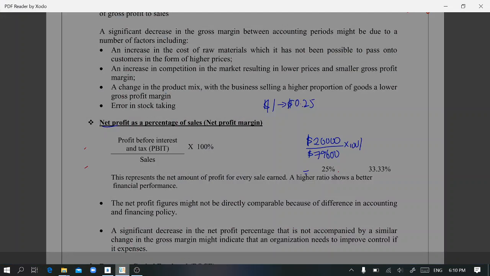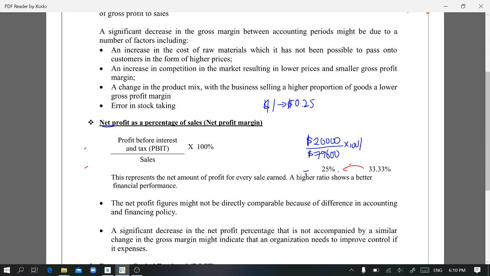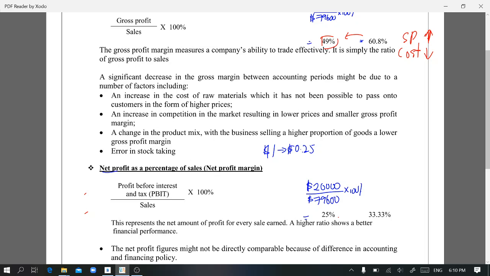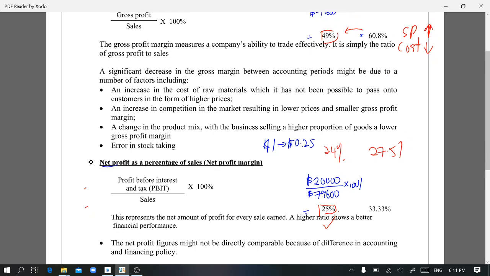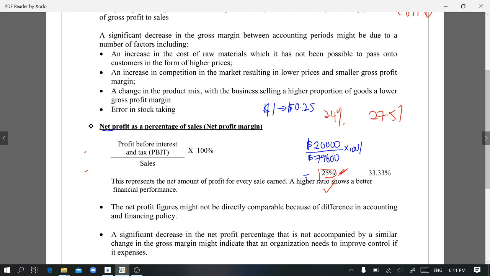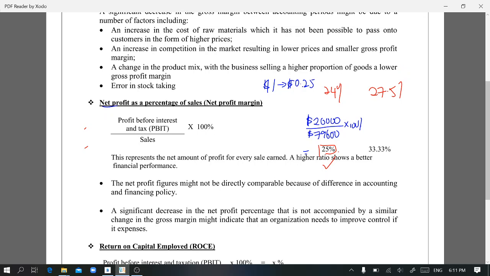Okay, so net profit margin 33 is higher than A's 25. Focus on expenses. So you check, 49 gross and now 25, dropped by how much? 24%. 60.8 gross and now 33.3, expenses is 27.5%. It means every $1, 27 cents will go to expenses, but for company A it is only 24. So company A manages their expenses better. They may have a lower net profit margin, but overall their expenses are better managed by company A. Okay, we focus on the expenses.